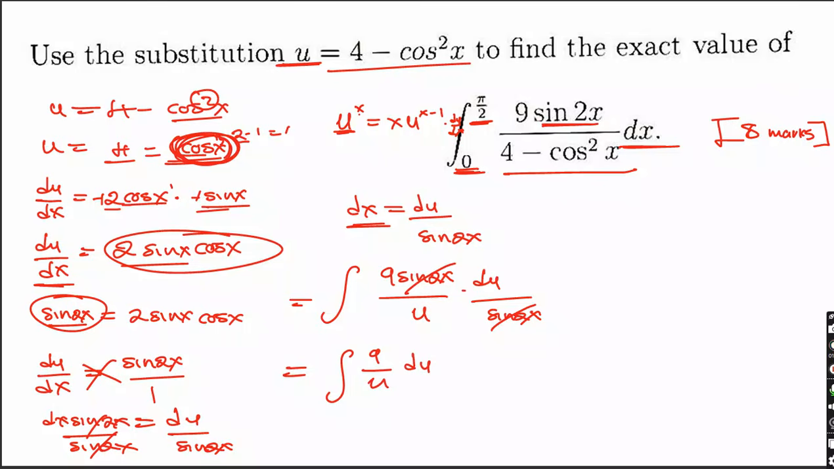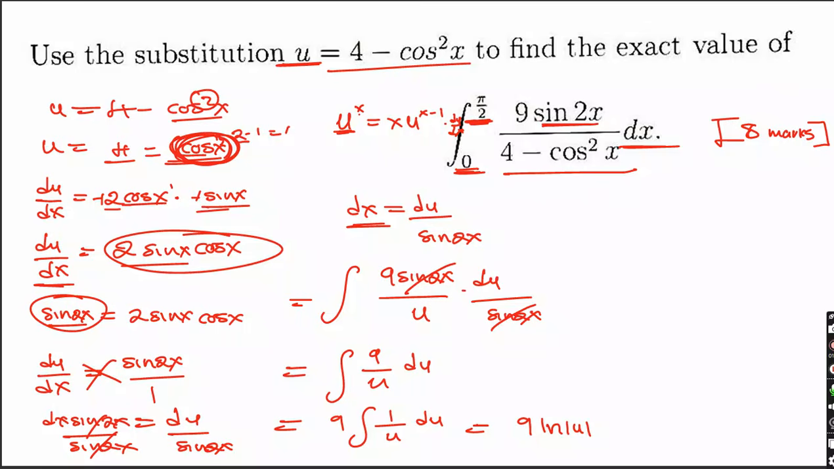You can factor out 9, we don't need it in there. It is a constant, so we're going to have 1 over u, then du. How do we integrate 1 over u? Something we've been doing, so we're going to have 9 ln u. After that, we shouldn't forget that we have these values for x.